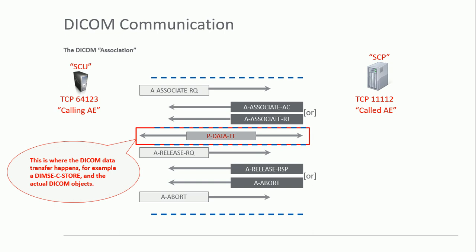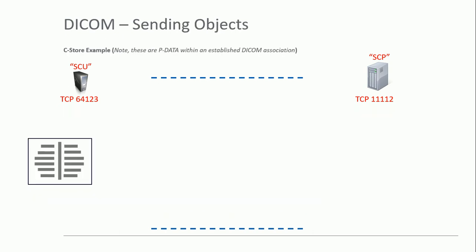But either way, this is the association. You can think of it like our TCP handshake. It's setting up and breaking down the connection. And really, the actual DICOM communication is happening within that P data phase in the middle, right? So we can break that down. On this next slide, let's talk about what's actually happening in there.